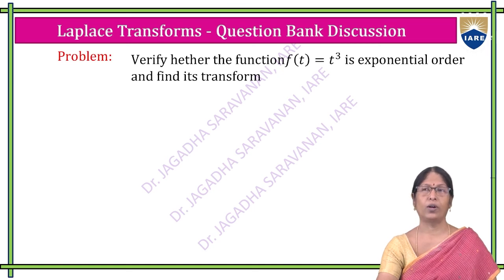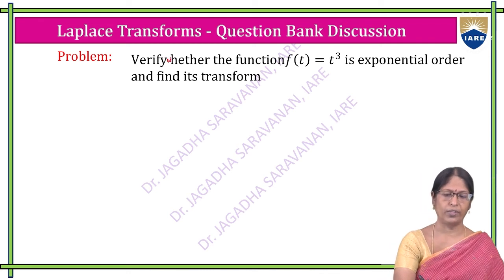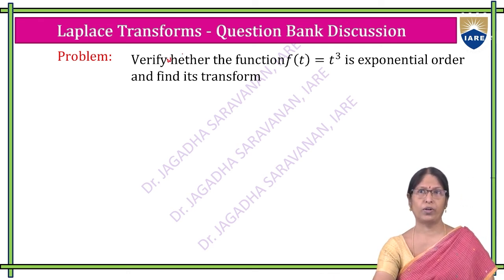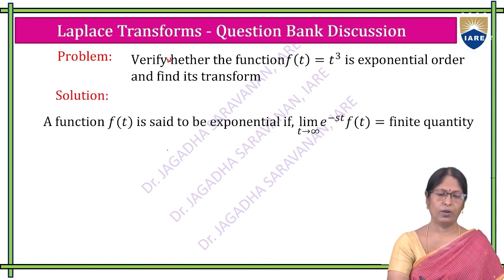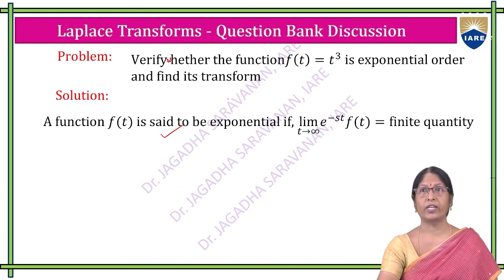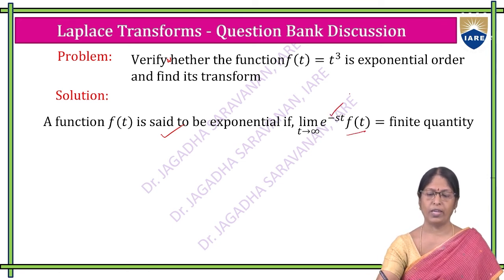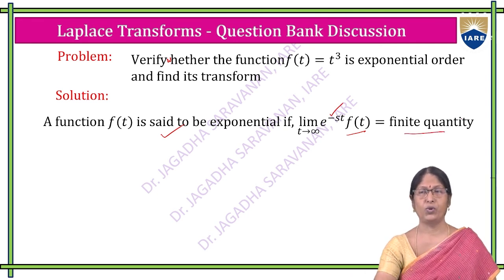We can see this now. This is also a very important question, about the exponential order, that is, the existence of the Laplace transform. The first condition is piecewise continuity, the second condition is exponential order. For exponential order, the limit as t tends to infinity of f of t multiplied by e power minus st should be a finite quantity. It should exist. It should not be infinity.